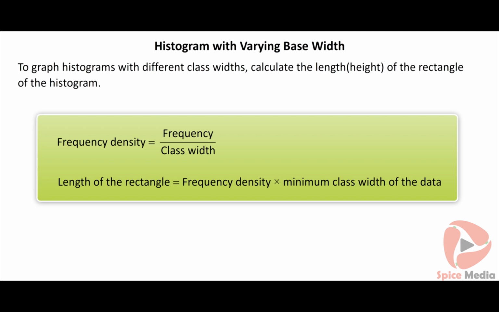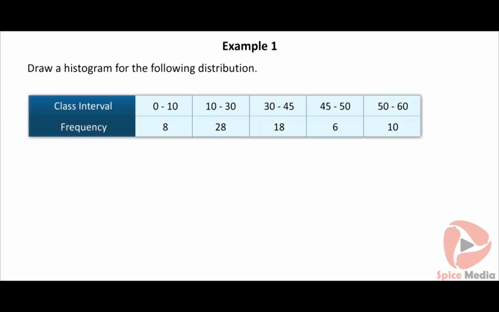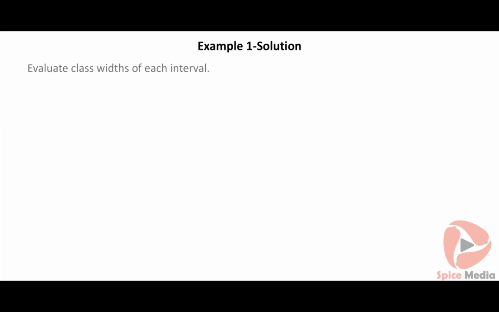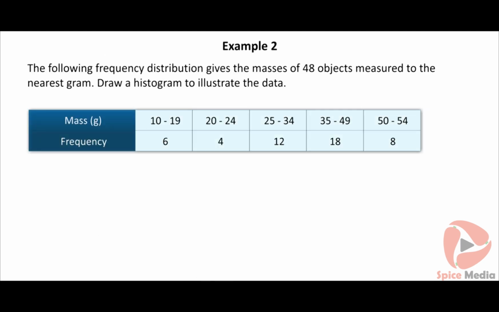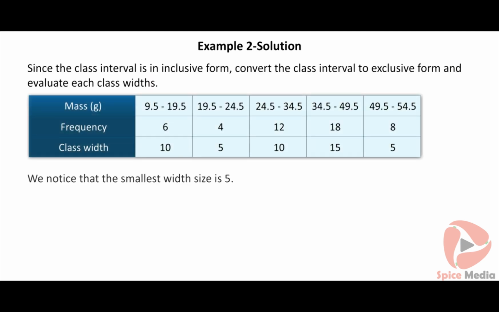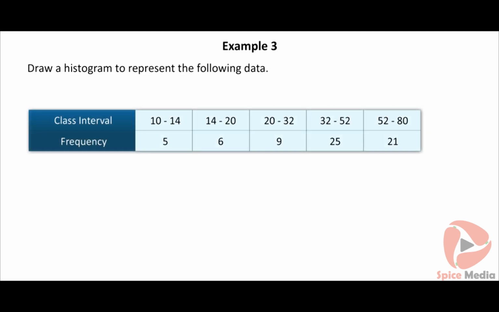To graph histograms with different class widths, we need to calculate the heights of the rectangles of the histograms. First, we have to find the frequency density. Frequency density is equal to frequency by class width. Then, the length of the rectangle is equal to the product of the frequency density and the minimum class width of the given data. Let us see an example.